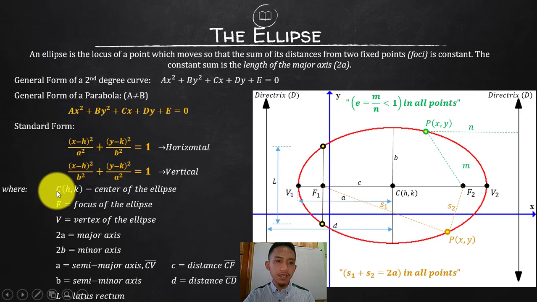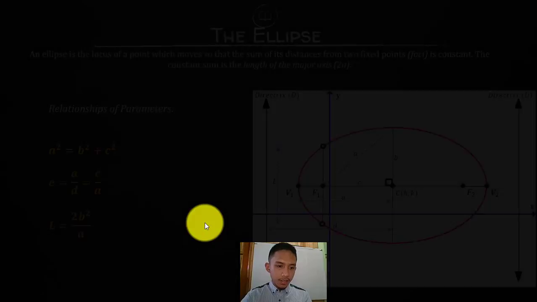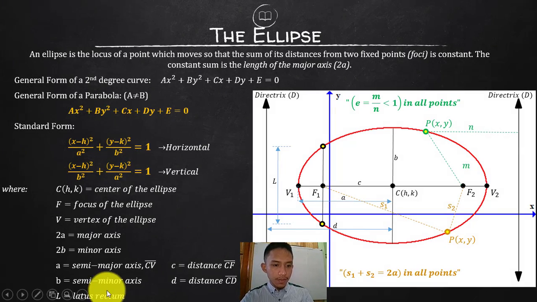F is focus, C there is the center, which is actually the coordinate HK. We will discuss that when we go to the equation, I will explain that later. But we have here the latus rectum, L. L is your latus rectum, which determines how wide the opening is. That is just the distance of 2 points which are aligned with your focus.